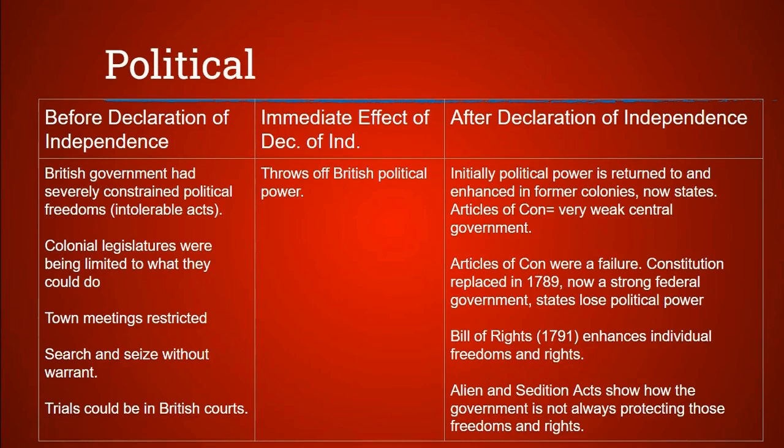The political sphere is where we see the most change. Before the Declaration of Independence, the British government had severely constrained political freedoms, the best example being the Intolerable Acts. Decades prior, colonial legislatures had considerable autonomy under salutary neglect, but right before the Declaration, they had been limited in what they could do.